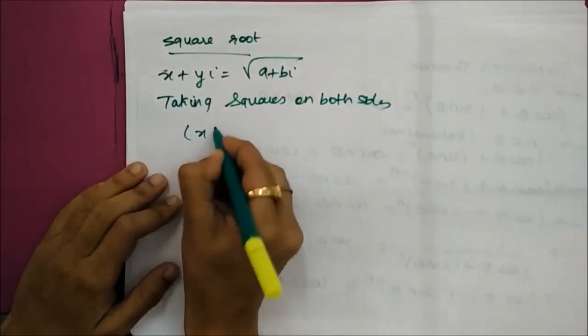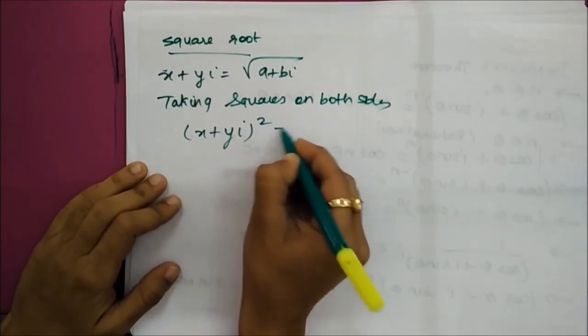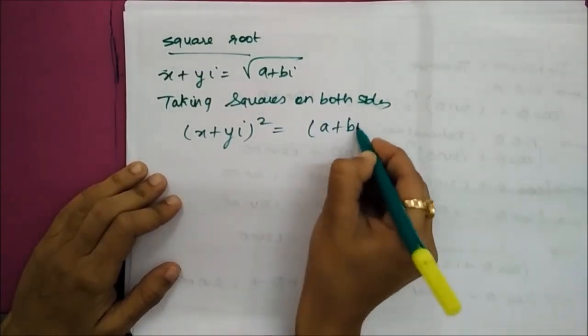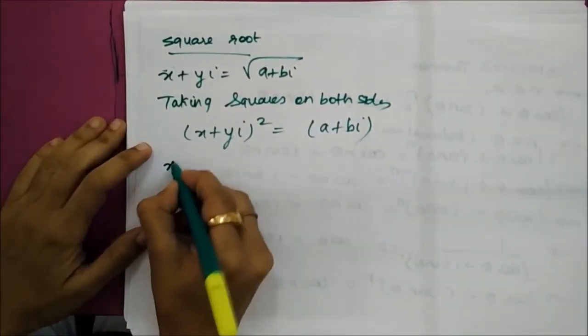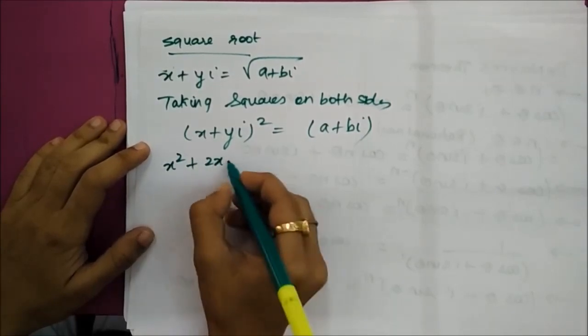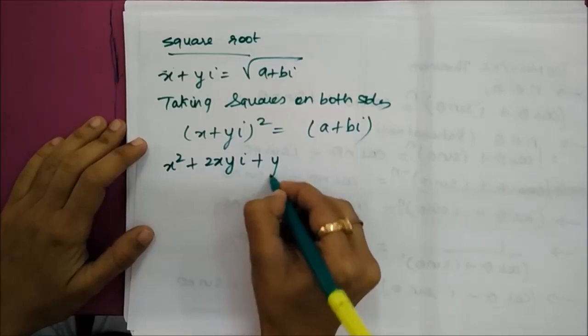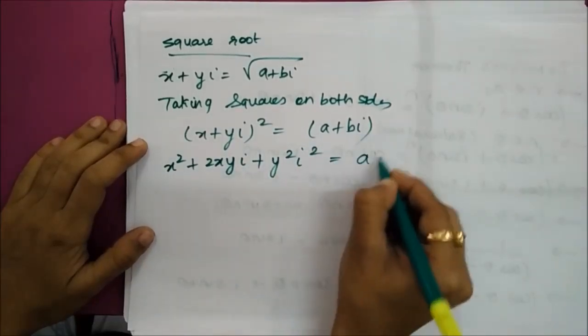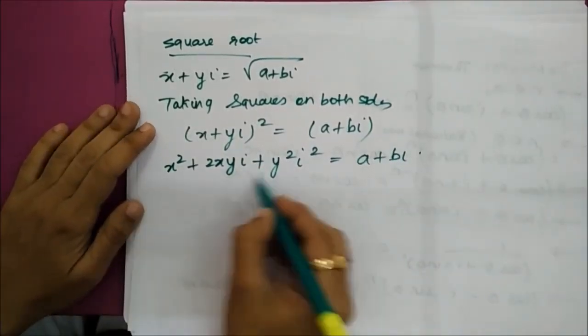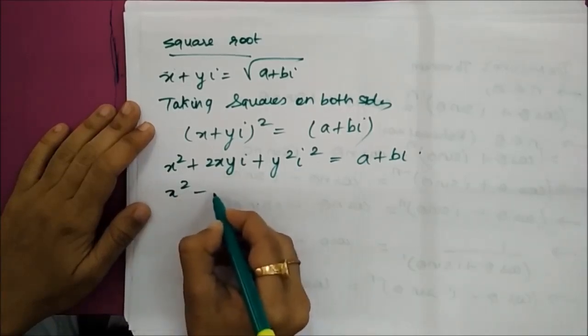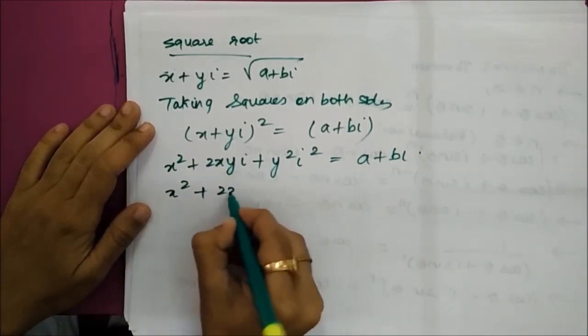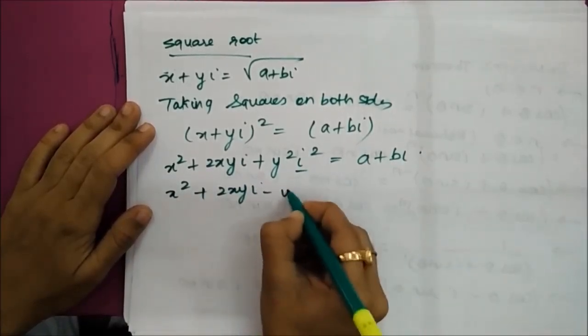What you get is x plus yi the whole square is equal to a plus bi. Here you get x square plus 2xyi plus y square i square is equal to a plus bi. Here x square plus 2xyi plus y square i square, where i square is equal to minus 1.